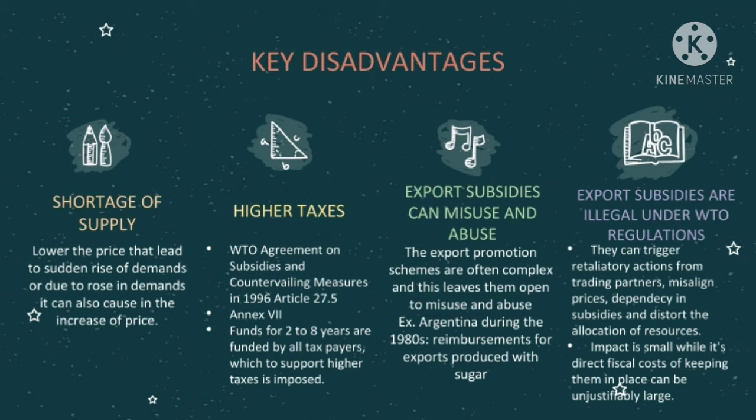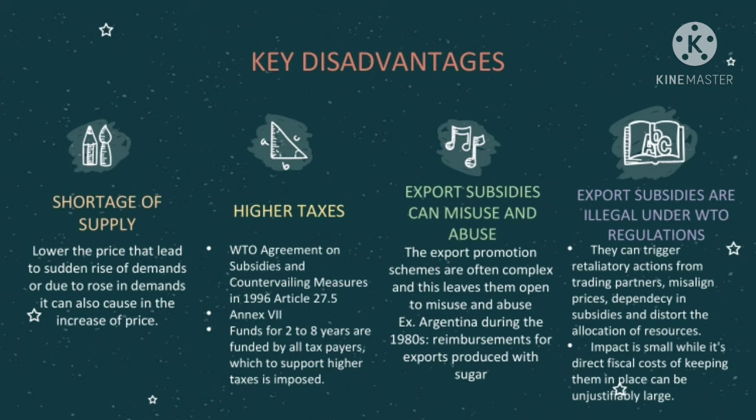Export promotion schemes are often complex, and this leaves them open to misuse and abuse. An example is Argentina during the 1980s, with reimbursement for exports produced with sugar. All costs were reimbursed from the start of shipments, defaults, or exports to new markets, and other costs were also reimbursed, but the tax reimbursement claims were for the entire value of output only, which means they were funded more, but claims were lesser.